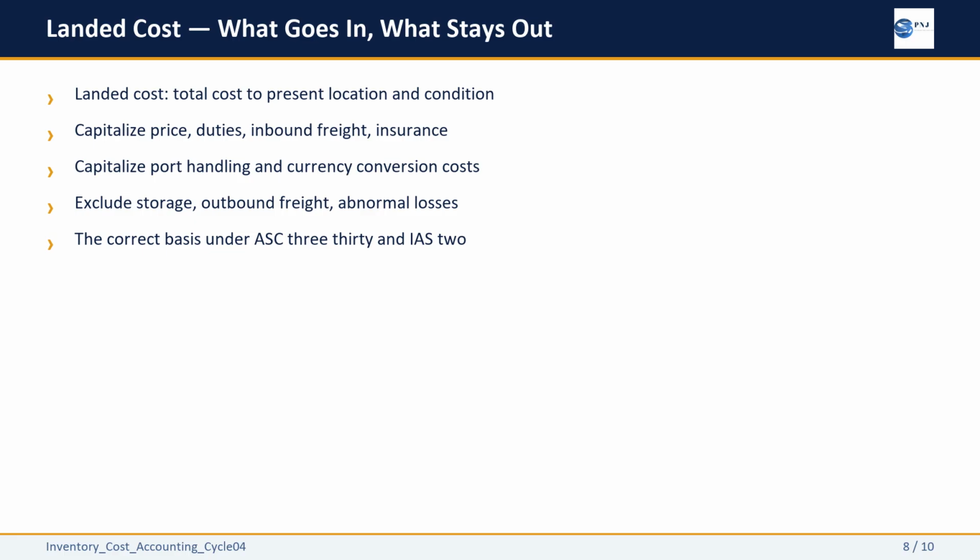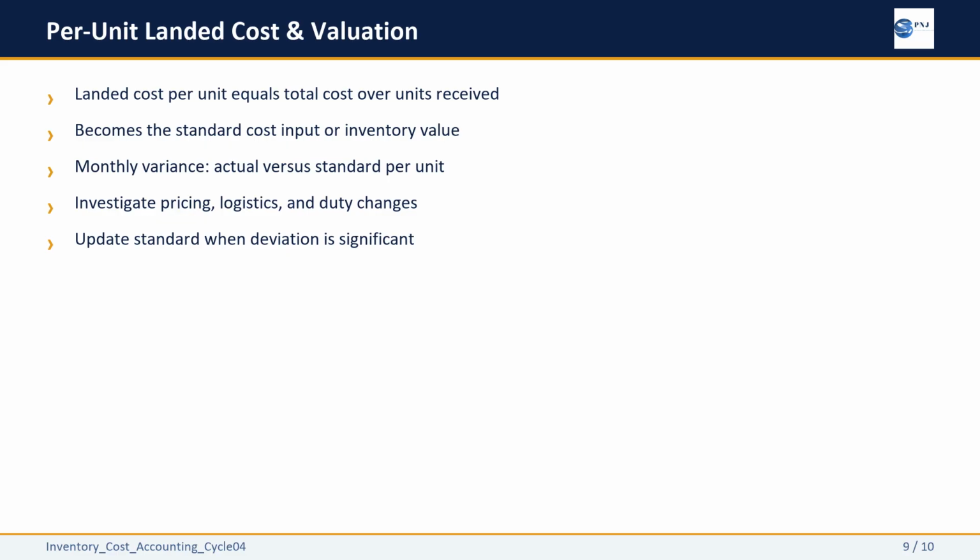Once you know the components, the calculation itself is simple. The landed cost per unit is simply total landed cost divided by units received. For manufactured raw materials, this per unit figure becomes the standard cost input, and for merchandise, it is directly the inventory value. In practice, this means the work you did classifying costs now feeds straight into valuation.